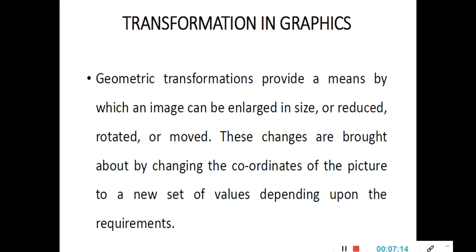Transformation in graphics. The second part of this is transformation. As I told you, transformation is the changing of coordinates from one point to another point, or the changing of the size of a component from one size to another, or the changing of the angle of that particular component. Geometric transformation provides a means by which an image can be enlarged or reduced in size, rotated or moved. So enlarging the size, reducing the size, rotating the component, and moving the component all come under transformation.